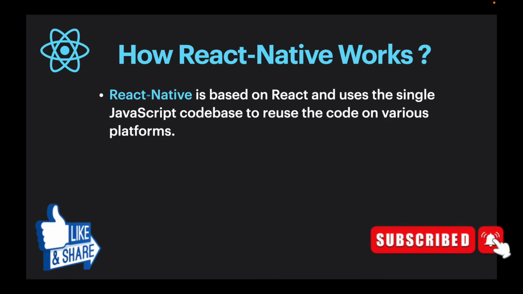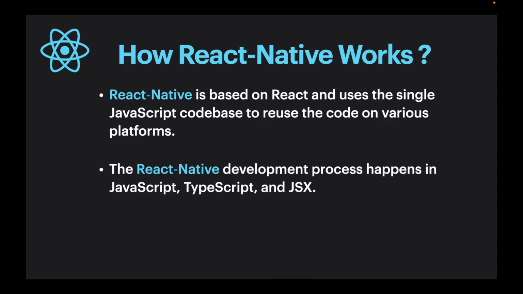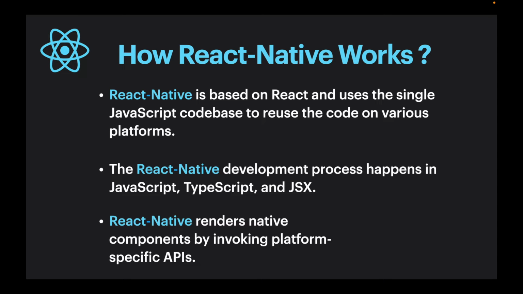React Native is based on React and uses a single JavaScript code base to reuse the code on various platforms. We have also discussed in the previous lecture that React Native is a combination of React plus native components. React Native development happens in JavaScript, TypeScript and JSX. React Native renders native components by invoking platform-specific APIs.